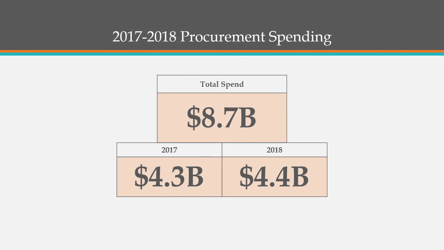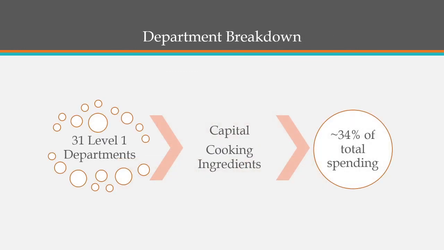For the fiscal years of 2017 and 2018, Tyson Foods spent $8.7 billion total on procurement, with $4.3 billion spent in 2017 and $4.4 billion spent in 2018. That procurement spending is spread across 31 Level 1 departments, which represent different areas of the business.